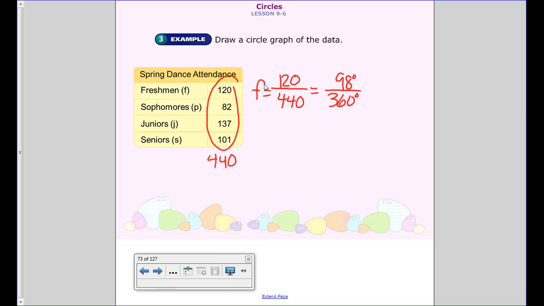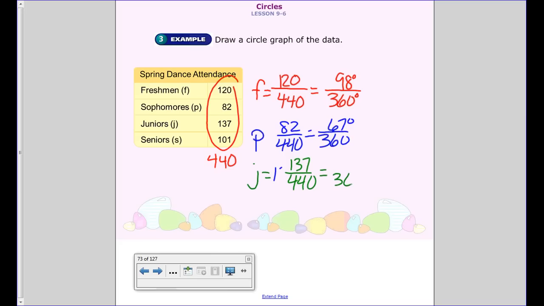All right, I'm going to go ahead and do the sophomores, which we label P, so 82 out of 440. Again, you just go through these steps. And again, I round this one to 67 degrees. Then I have the juniors, which is 137 out of 440. And it's 112 degrees. And then the final one, the seniors, are 101.